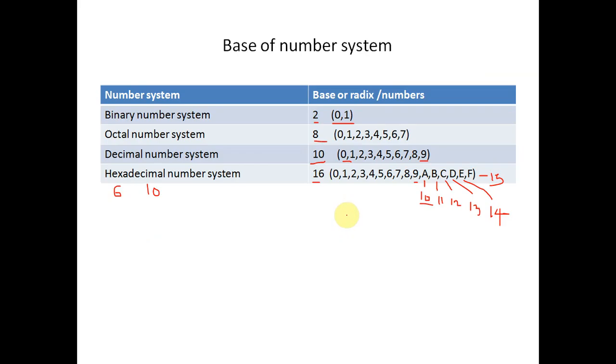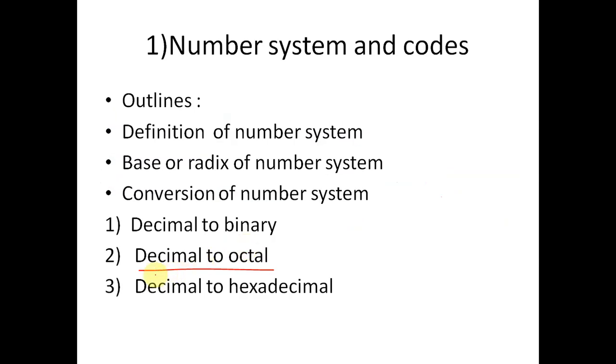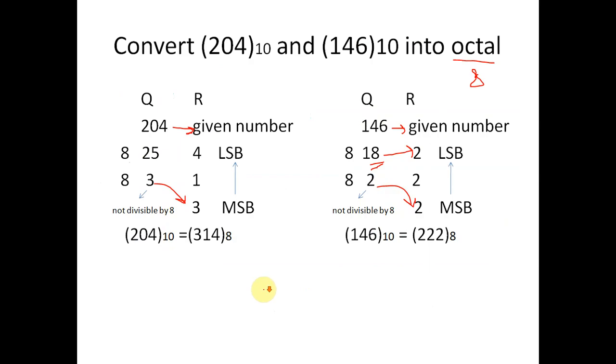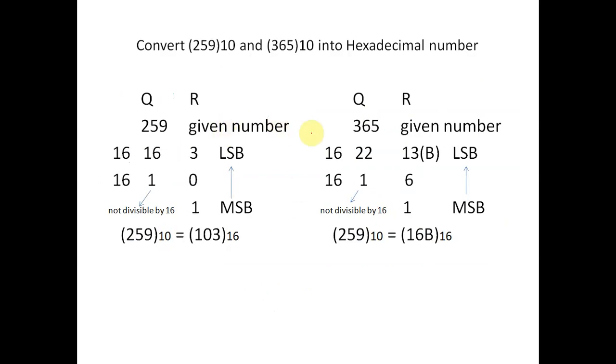Now the third method is decimal to hexadecimal. This is the third example. Convert 259, which is a decimal number. Again, 365 is also a decimal number. These two numbers are converted into hexadecimal. Hexadecimal has a base of 16.